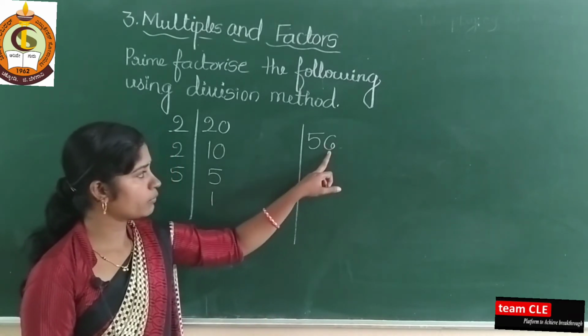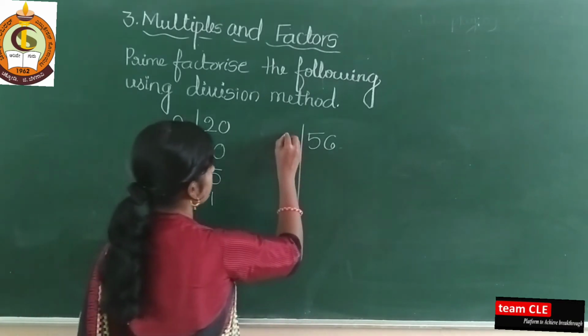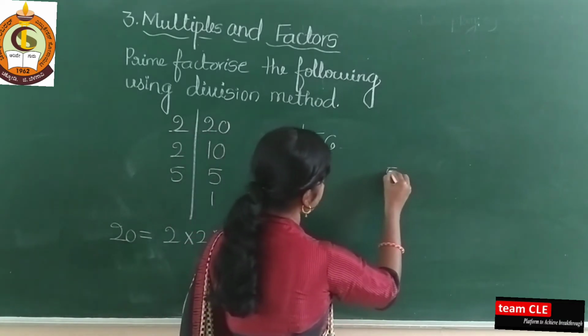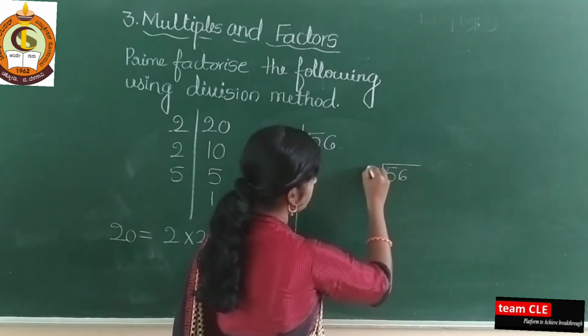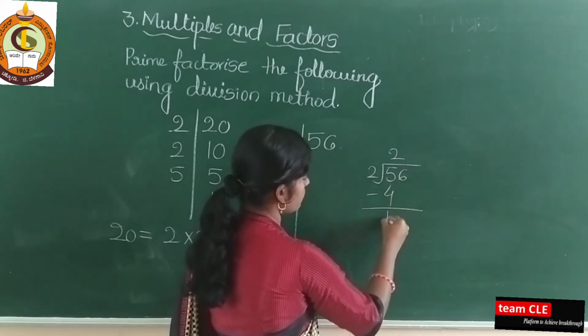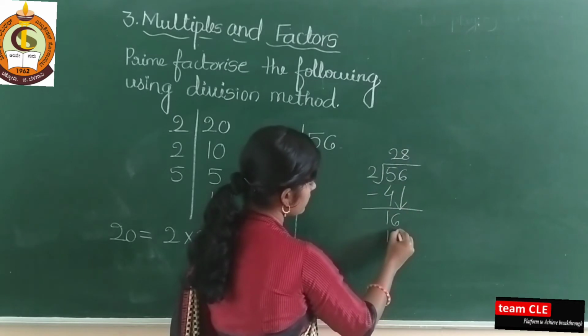Okay. See here, in the ones place 6 is there, which means that the number is divisible by 2. So take 2 here and divide 56 by 2. 2 2s are 4. 5 minus 4 is 1. Again you take 6 down. 2 8s are 16.